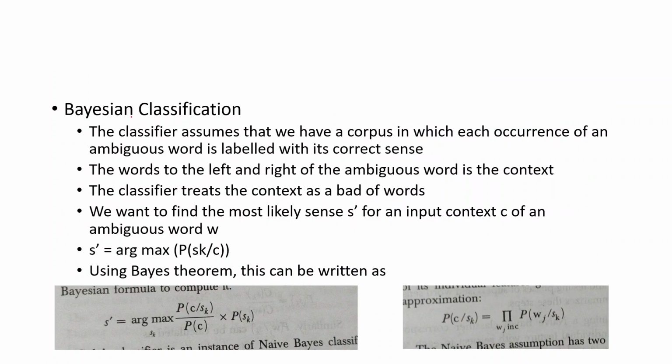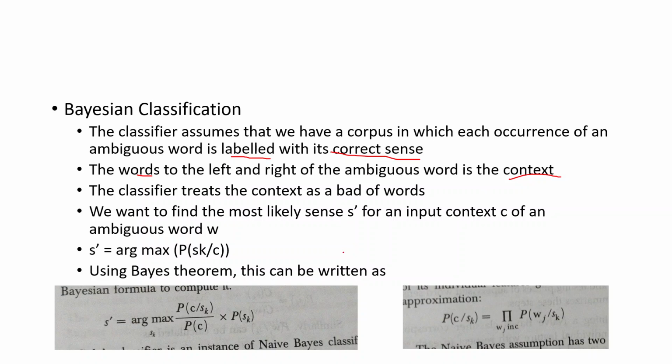Now moving on to the details. In a Bayesian classifier, the classifier assumes we have a corpus in which each occurrence of an ambiguous word is labeled with its correct sense. So we assume that is there. The words to the left and right of the ambiguous word are called the context. We might take all the words in the sentence, or we might also just take the left two words or right two words, left three words or right three words, and that can also describe the context.